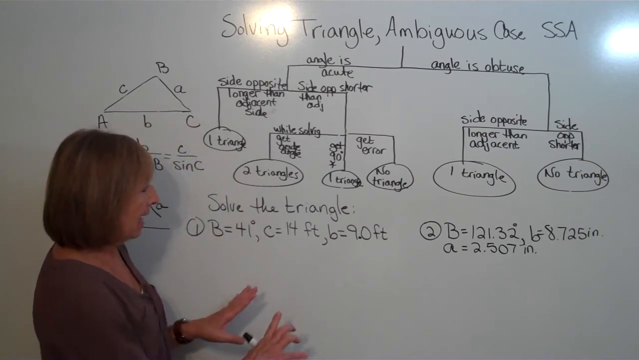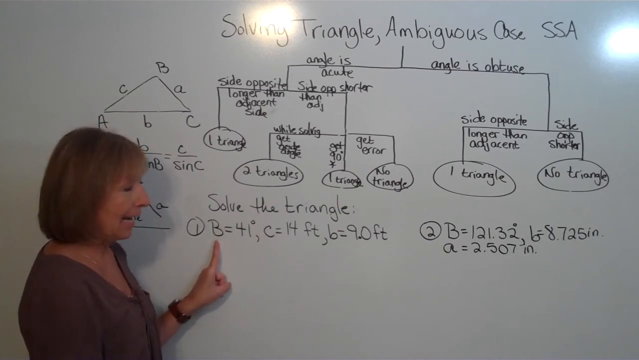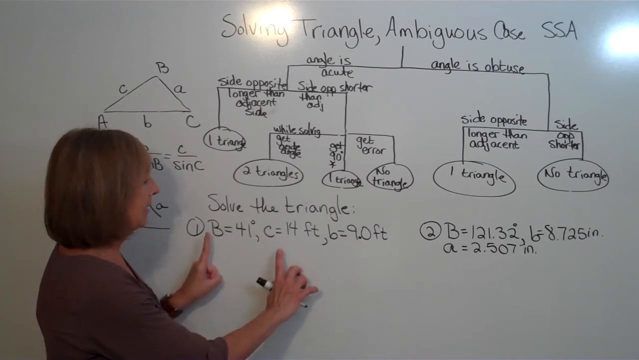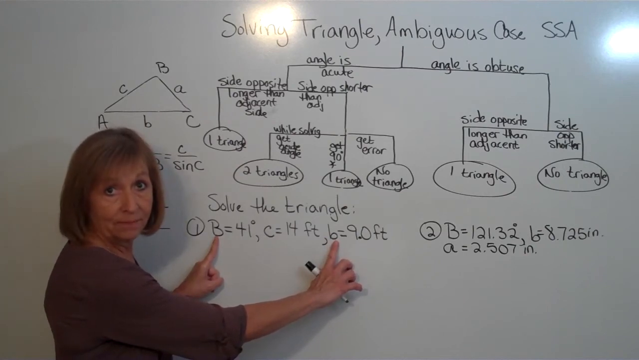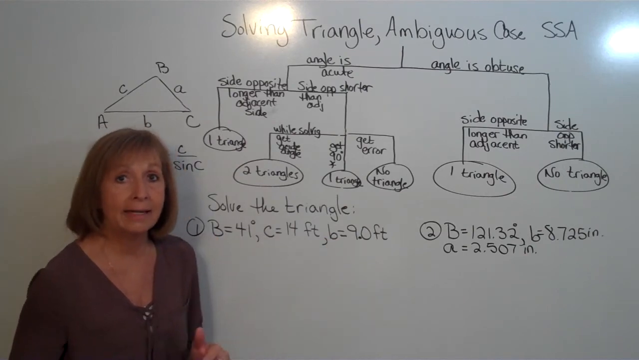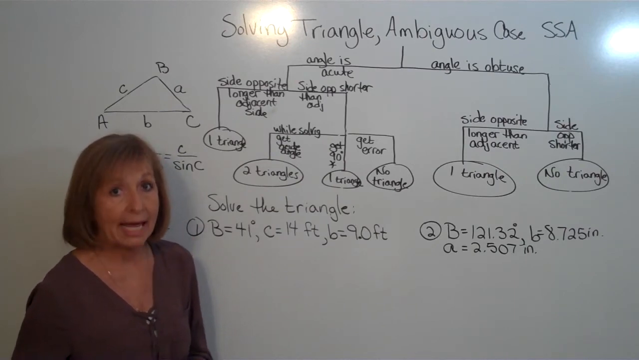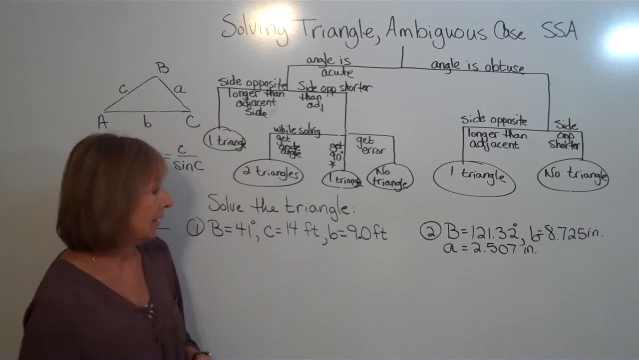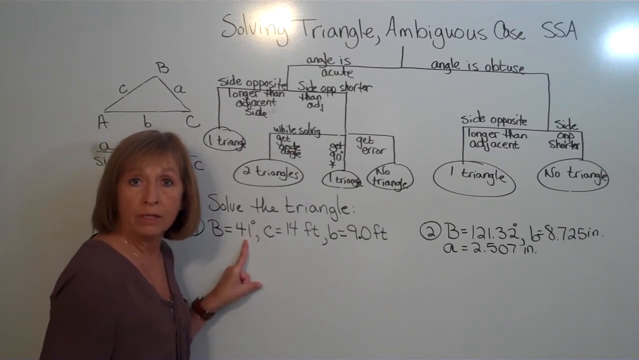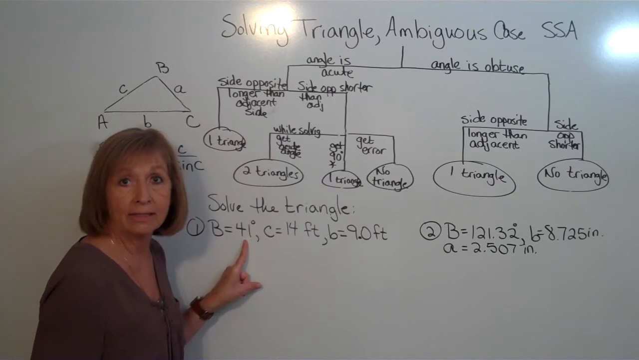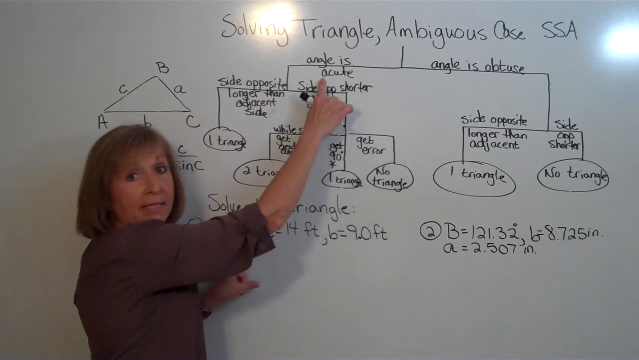All right, so I have two sides and an angle, and the angle letter matches one of the side letters. So when you have two sides and an angle, and the angle letter and one of the side letters match, that's your ambiguous case. Now, I look at my angle and it's 41 degrees. 41 degrees is an acute angle. It's an angle whose measure is between 0 and 90 degrees. So I'm coming down this branch.